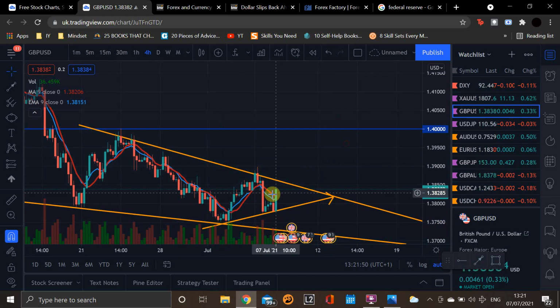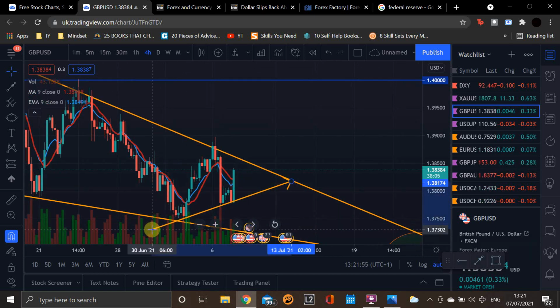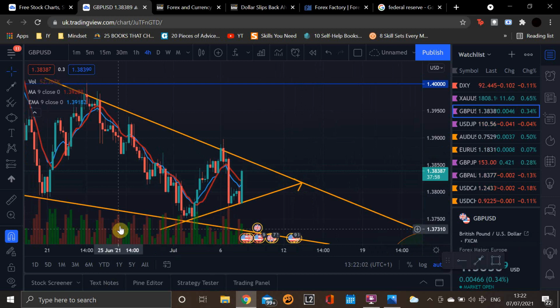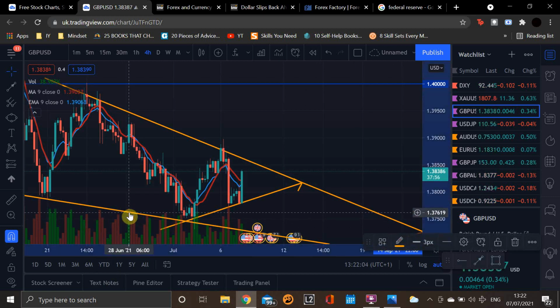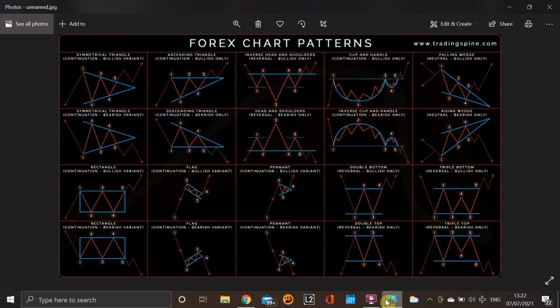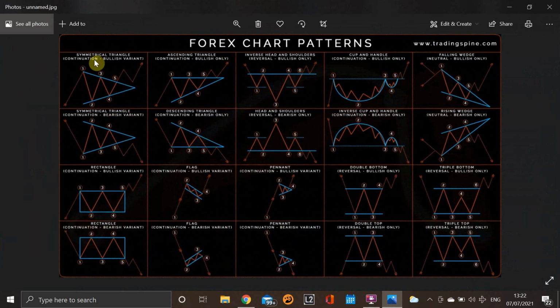So you know what that can mean? It can mean a few things. So if we were to take away this pattern, right? What would that be? That would be, okay, touch here, touch here, touch here, touch here, but then it's reacting here, reacting here. That would be some sort of, especially with the two touches below, a symmetrical triangle with bullish variance.